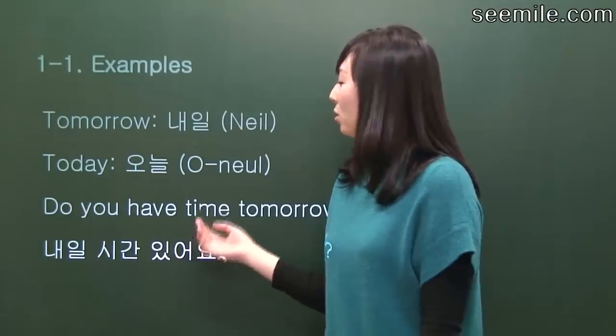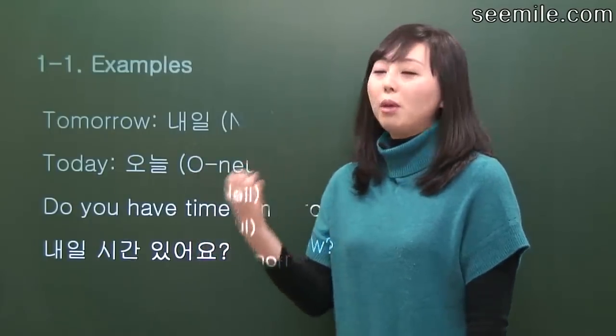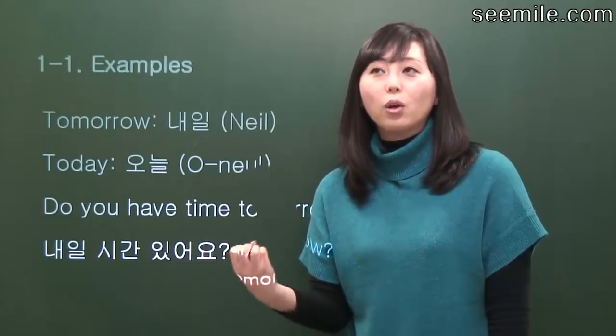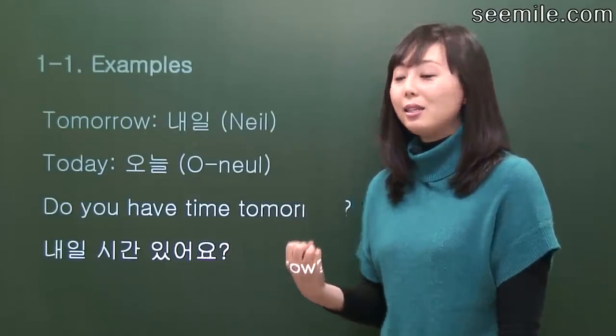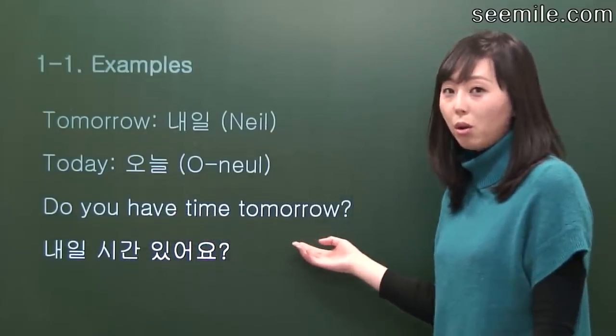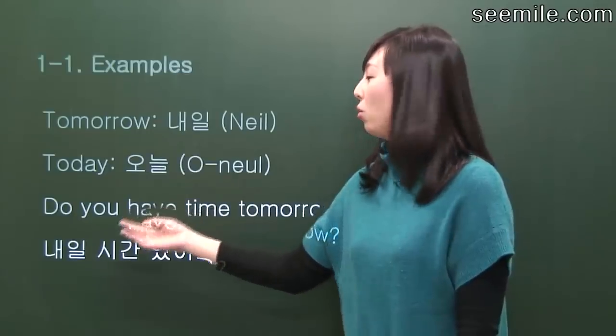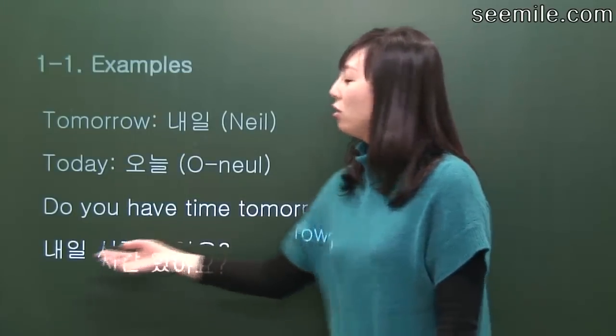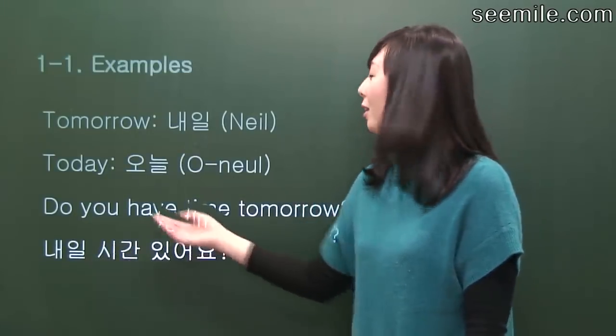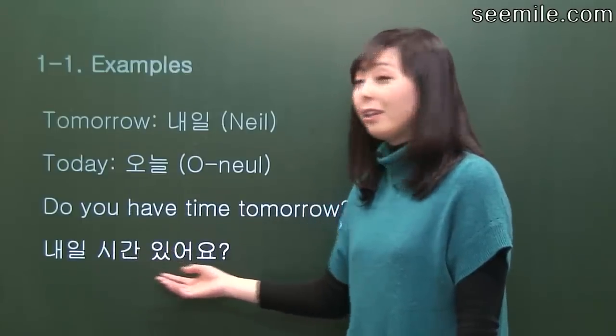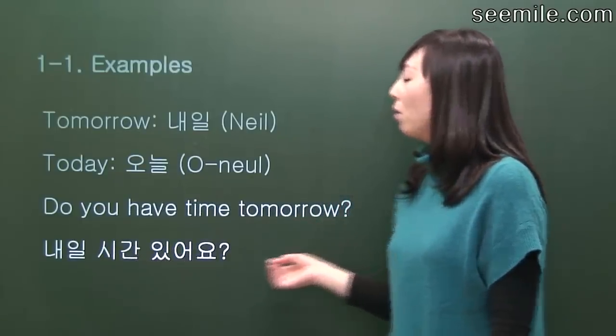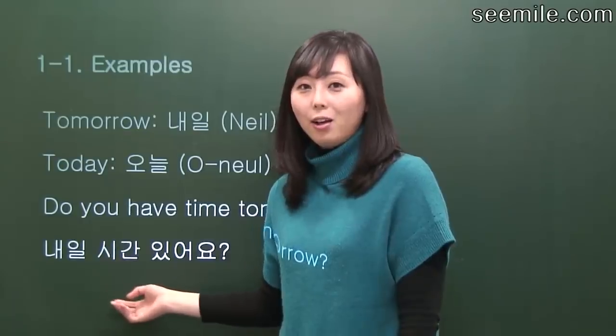Okay? So, when you make an appointment for your meeting or for your date, whatever it is, do you have time tomorrow? Do you have time today? Do you have time? You could use this expression. 시간 있어요? Tomorrow, 내일. Okay?